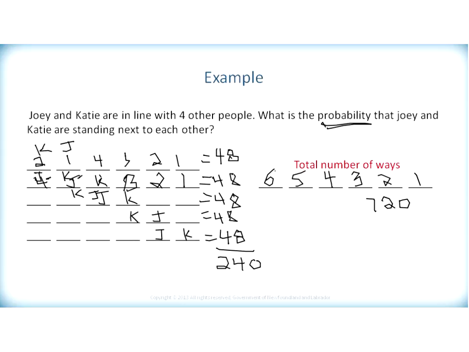The probability would be 240 over the total number of ways, 720, which equals, of course, 1/3, or 33%.